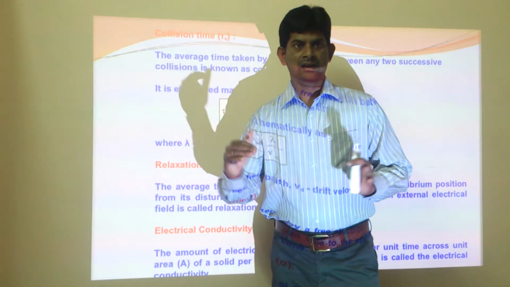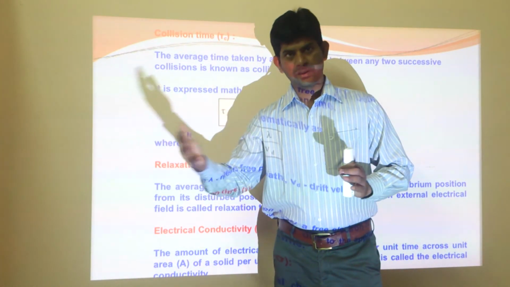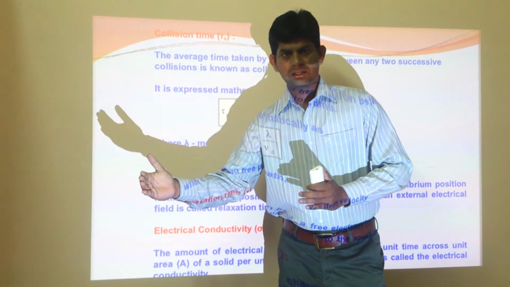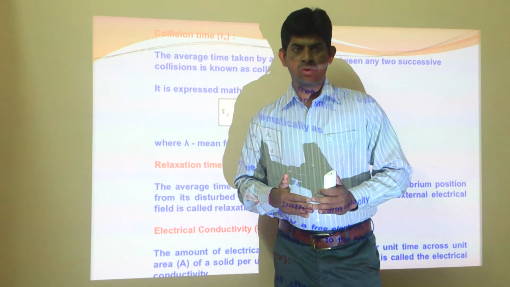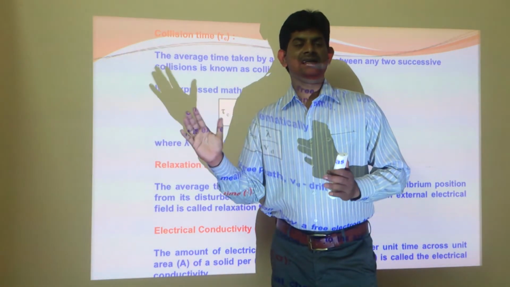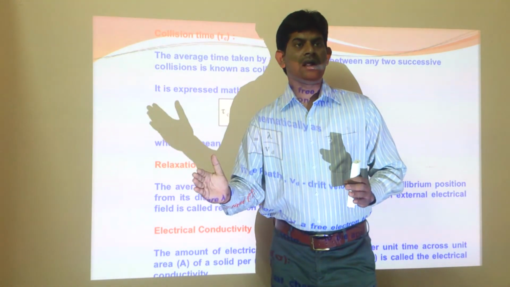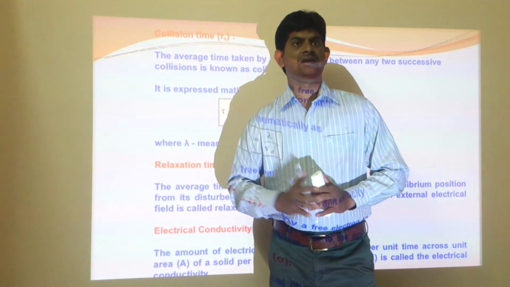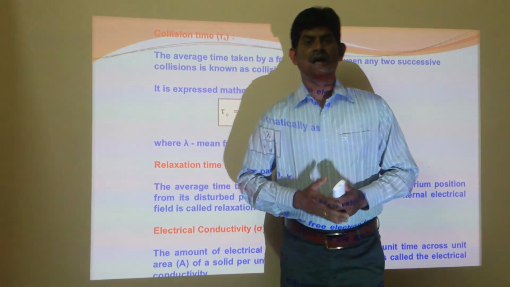The electron will be disturbed because of the application of the field. Once it is disturbed, it will come back to the original position later. So what is the time taken for that? It is the time taken by an electron to reach its equilibrium original position from the disturbed position, is called collision time.